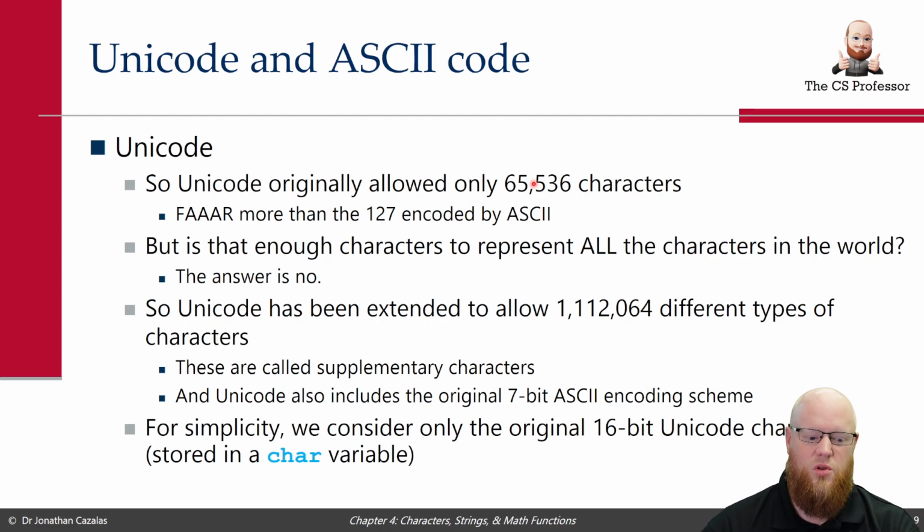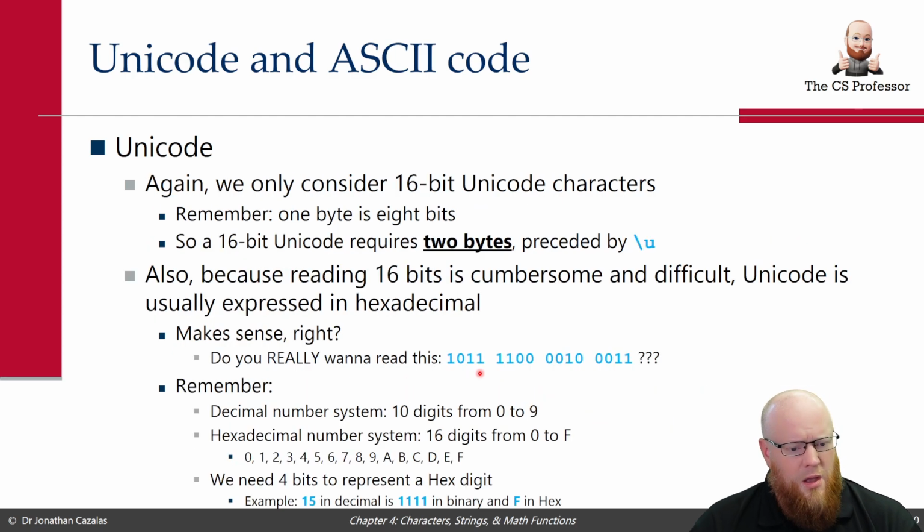Then we have the new Unicode characters afterwards. Now, for simplicity, for the remainder of this discussion, we're just going to talk about the 16-bit encoding of Unicode. So with that in mind, a reminder, one bit is a 0 or 1. We have 8 bits. That makes up our byte. So if I told you that we have a 16-bit Unicode encoding scheme, that means we have 2 bytes that are required in order to store a single Unicode character.